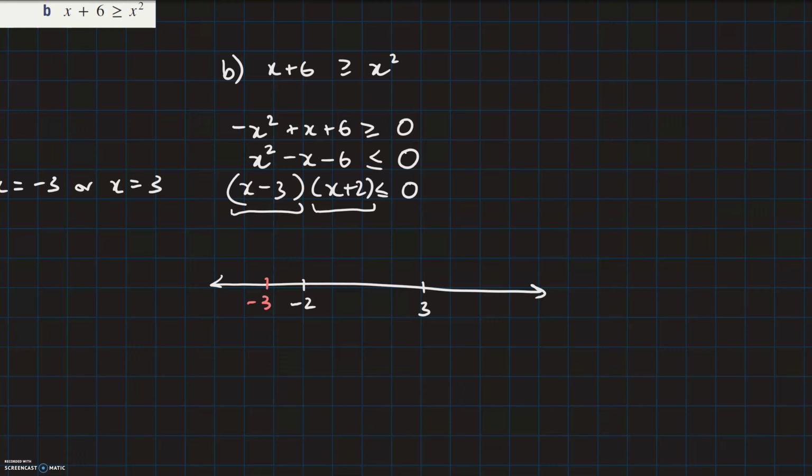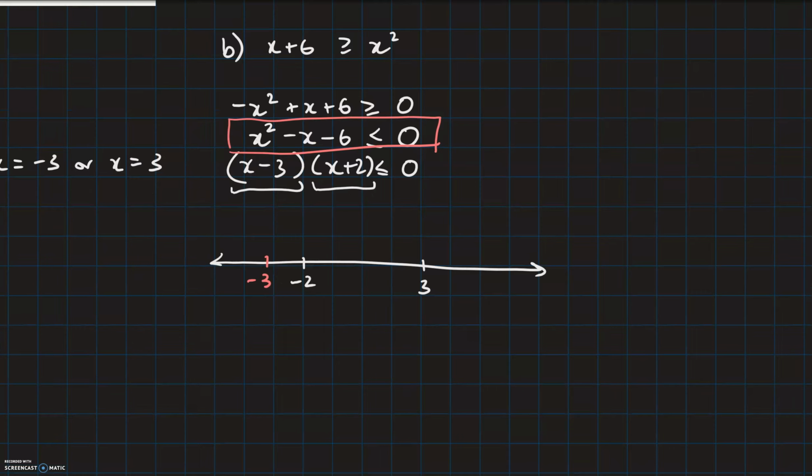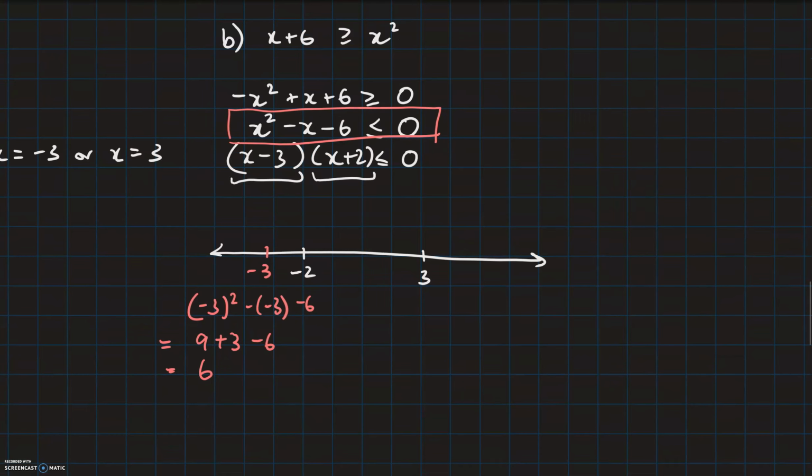Let me check a value that's to the left somewhere here. So I'm going to do negative 3. I'm going to substitute negative 3 into my inequality over here, because that one's an easy one to substitute into. So I've got negative 3 squared minus negative 3 minus 6, 9 plus 3 minus 6. So 9 plus 3 is 12, minus 6, which gives me 6. Now, is 6 less than or equal to 0? Well, that is not less than or equal to 0. I'm going to put a slash through that to show it's not equal to, so this area is false. I'm going to put F for false so I indicate that.